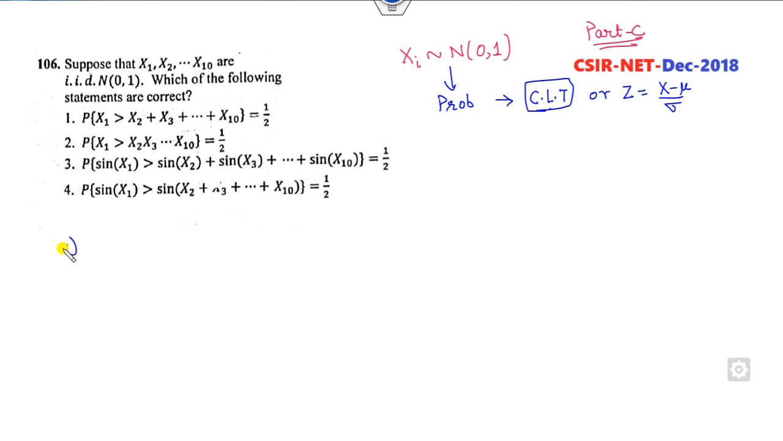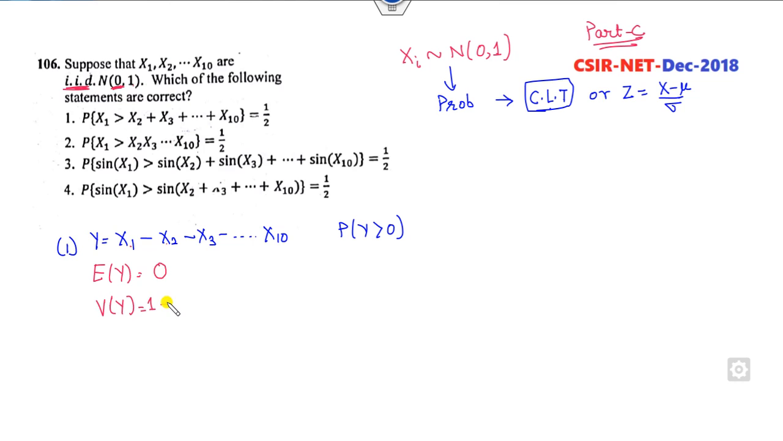For example, if I look at the first option, x1 minus x2 minus x3 and so on up to x10, if I call this y, then your target is to find the probability of y greater than 0. What is the expected value of y? What is the mean of the xi's? They are 0. So this is 0 minus 0 minus 0. What is the variance of y? Because they are IID, the variance is 1 plus 1 plus 1 up to 1, so it is 10. So I can write this in terms of z. The mean mu is 0. Whenever z is greater than 0, the answer is always half. So the right answer is here.